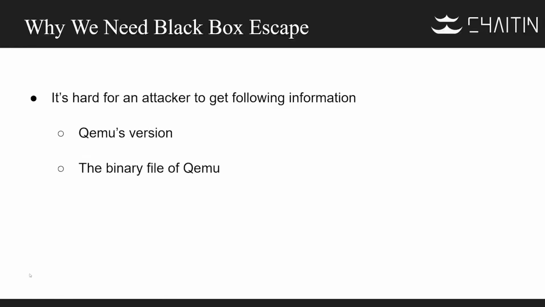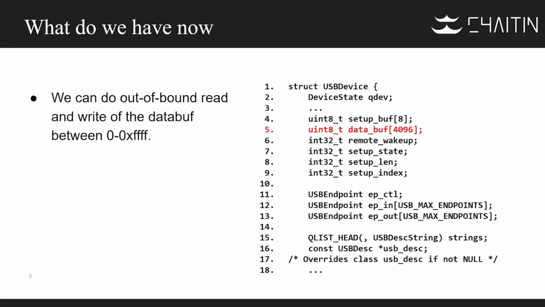First, why do we need black box escape? Just like the example I took before, it's hard for an attacker to get some key information, like QEMU's version on the binary field of QEMU. So it's important for us to find a method which does not need this. So what do we have now after building the POC? It's obvious that we can do out-of-bound read and write of the data buffer between 0 to 0xFFFF.